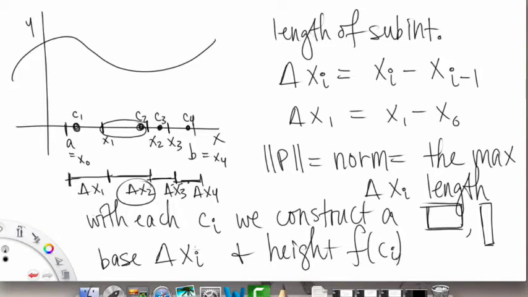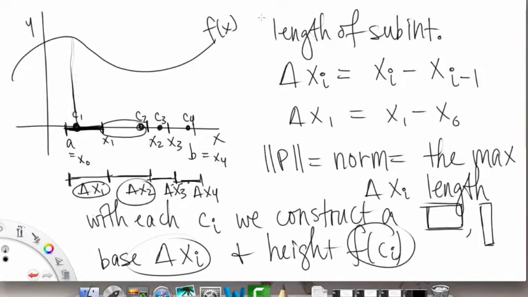So basically that means our base is going to be that. For example, our first rectangle has its base here, so that's the length of delta x sub 1. And f of c sub i means the value of our function, our f of x, evaluated at that sample point. So we take c sub 1, draw a line straight up, which is the same as plugging c sub 1 into f of x. We evaluate it there, and that will be the height of this rectangle, so we draw that straight across. So here is our first rectangle.